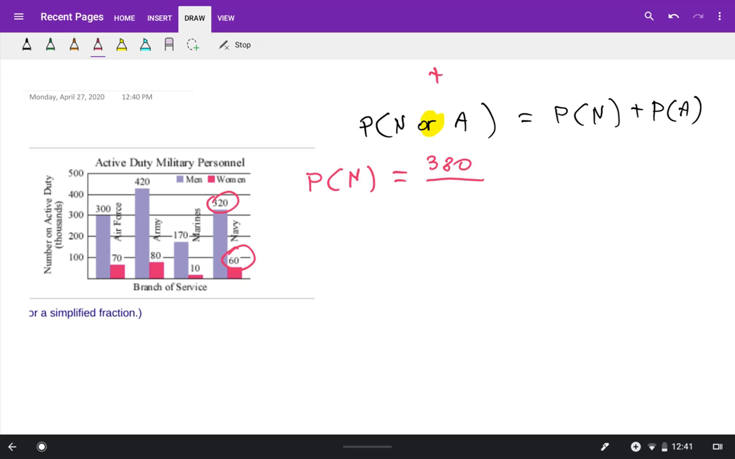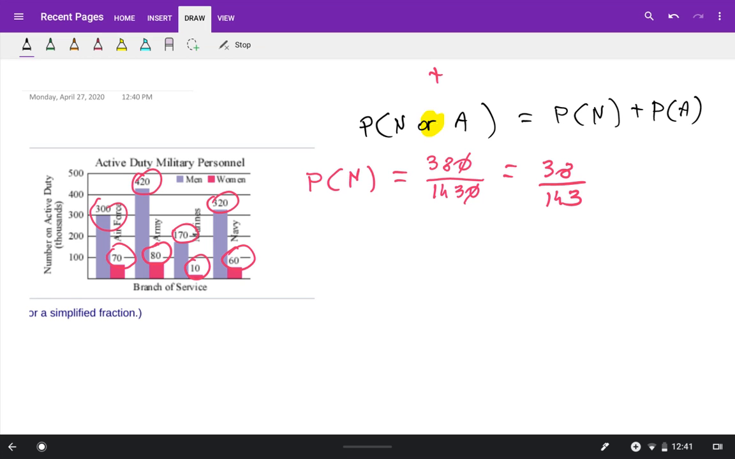over the total. To find the total, you add all those numbers together. So we have 300 plus 70, which is 370, plus 420, plus 80, plus 170, plus 10, plus 320, plus 60. That's 1430. I forgot about this one. Reduce by 0, so you have 38 over 143. So this is the probability of Navy.